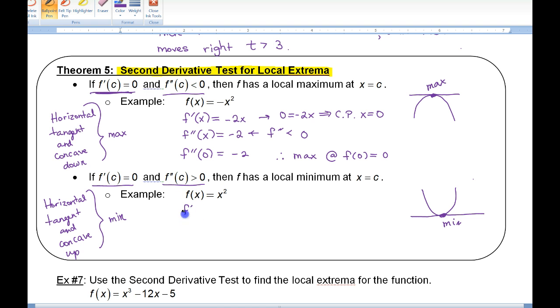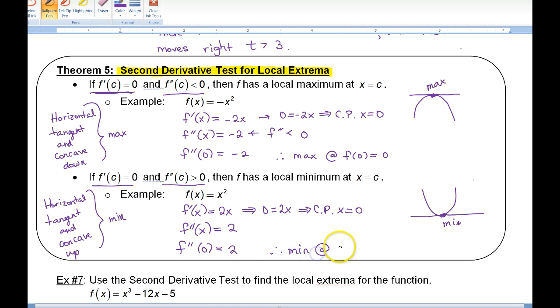So here when we do the derivative, we get 2x. So just showing, our critical point would be x equals 0. So now when I do the second derivative, we get just a 2. So obviously if I plug in our critical point, I still get 2. So therefore there's a min, and this is going to be at 0, and we get 0.